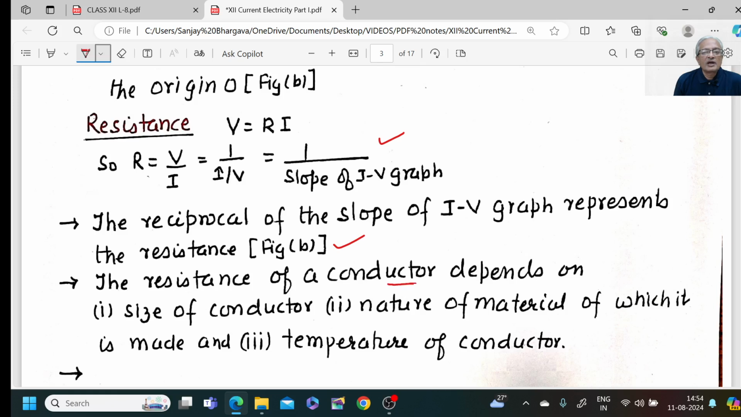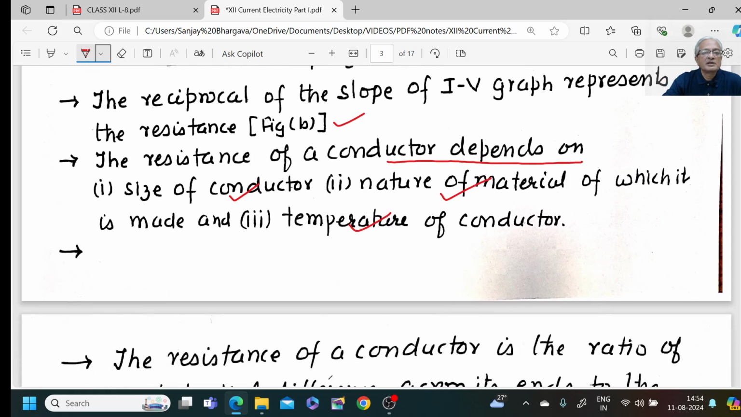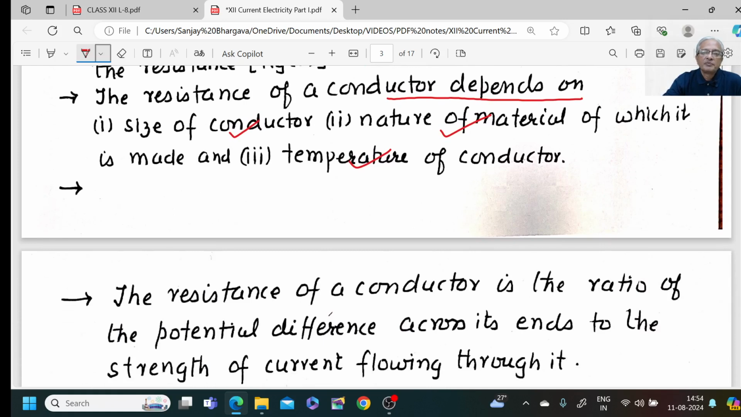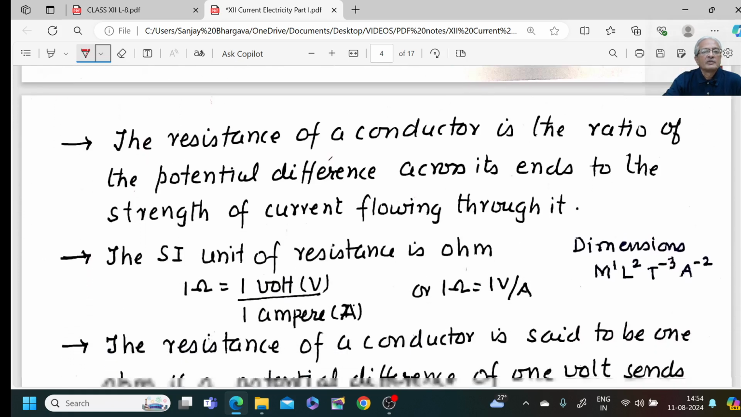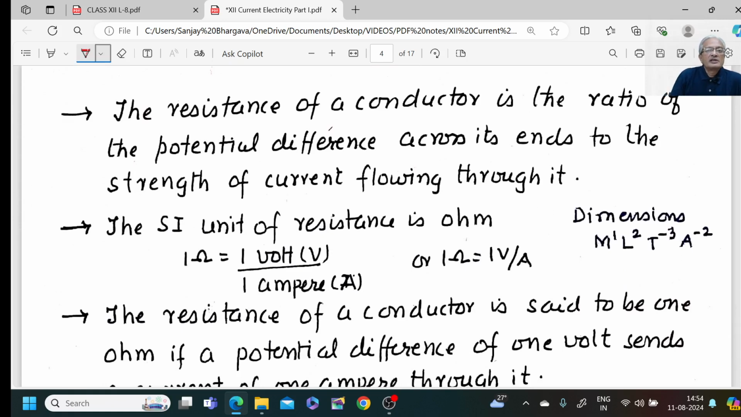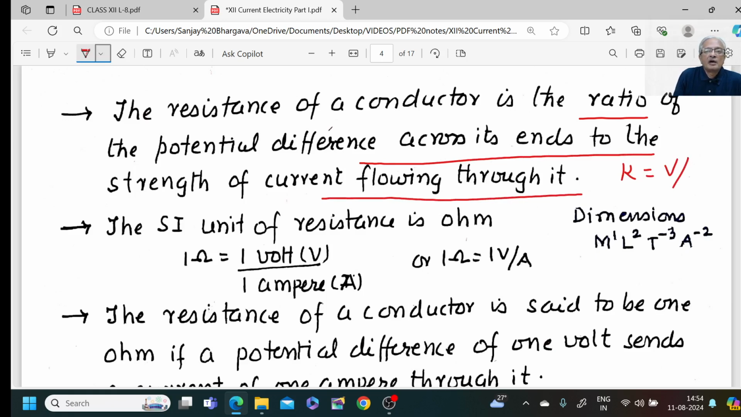The resistance of a conductor depends on size of the conductor, nature of the material and temperature of the conductor. So what does resistance depend upon? It depends upon three parameters: shape and size of the conductor, nature of the material through which it is made, and the temperature of the conductor. The resistance of a conductor is defined as the ratio of potential difference across its ends to the strength of current flowing through it. That is why R was written as V upon I.